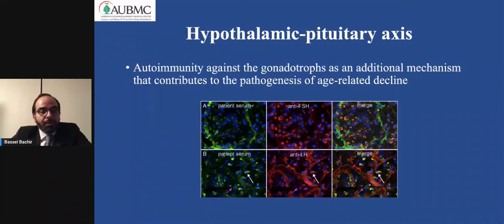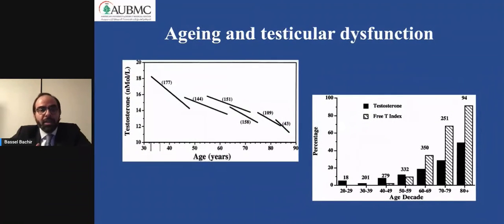And actually, another theory that has been postulated as to why the HPG axis is impaired with time is the development of autoimmunity or pituitary autoantibodies against the gonadotrophs. And this has been postulated as an additional mechanism that contributes to the pathogenesis of age-related decline in men. Of course, the testicular dysfunction associated with low testosterone is very well known and very well documented in our literature. We all know the age-related decline in testosterone levels that starts to happen in men after the age of 40.